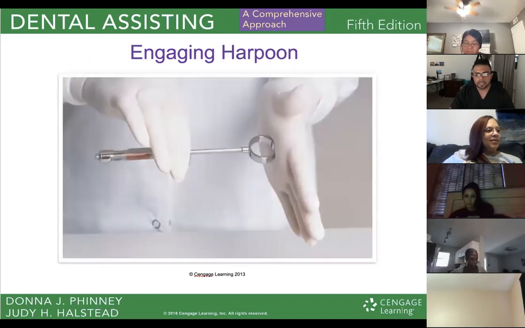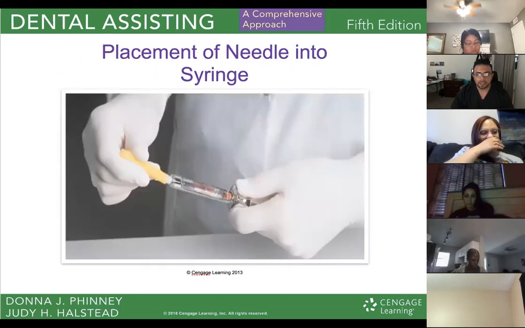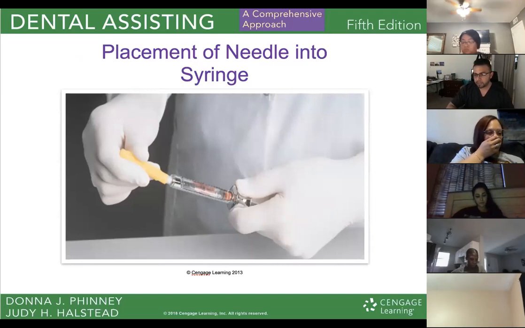Okay, then once it's engaged, you want to give the harpoon a couple of good taps. That'll engage the harpoon into the rubber stopper and secure the cartridge into the syringe. The next thing you want to do is place your needle. So you'll take the safety cap off the needle and then place it inside. You're going to have to puncture the diaphragm, so you push in a little bit, and this part here is threaded, so you'll screw it in, righty tighty, lefty loosey. Spin it to the right until it's completely engaged.